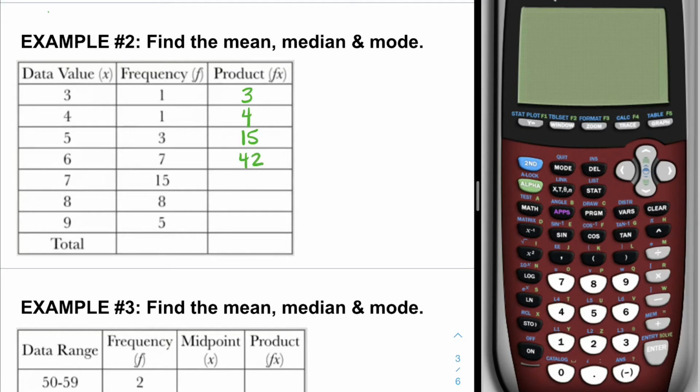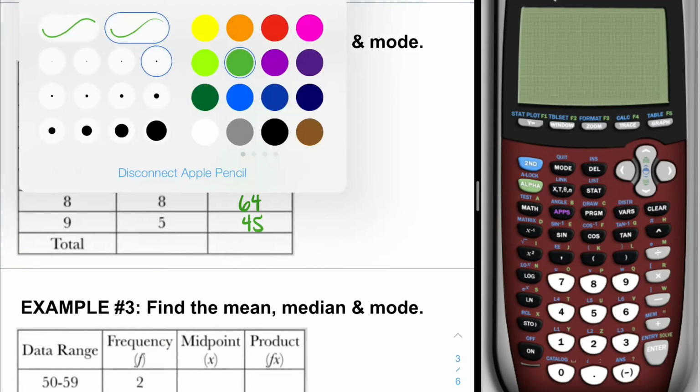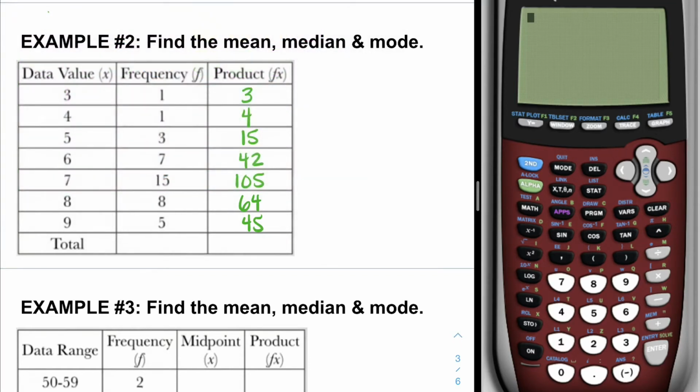6 times 7 is 42. 7 times 15 is 105. 8 times 8 is 64. 9 times 5 is 45. So there, those are my products. So basically, that's what I'm adding up.